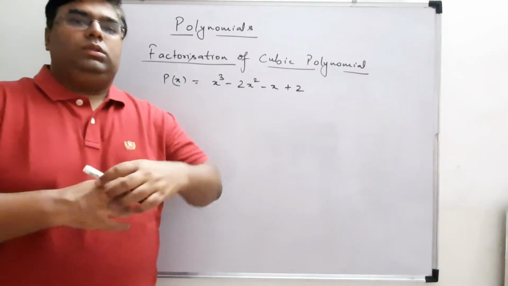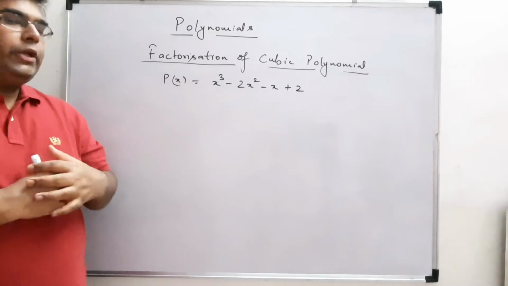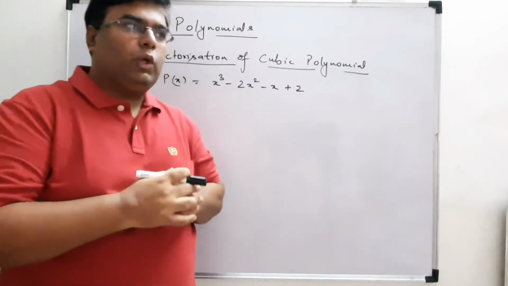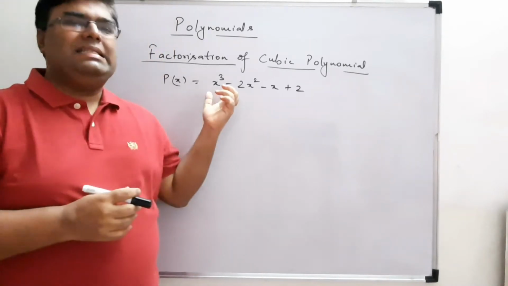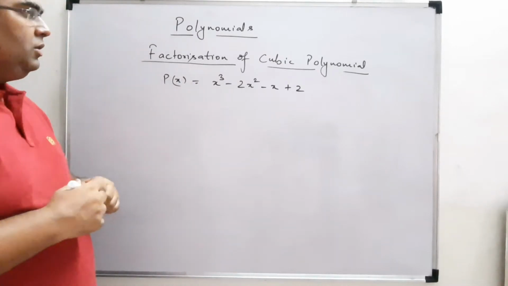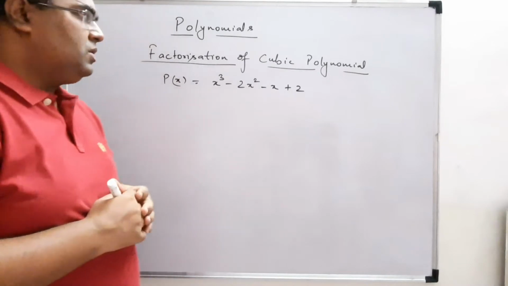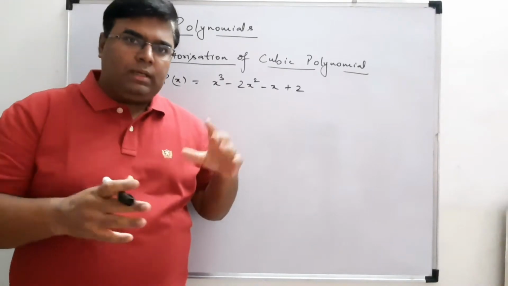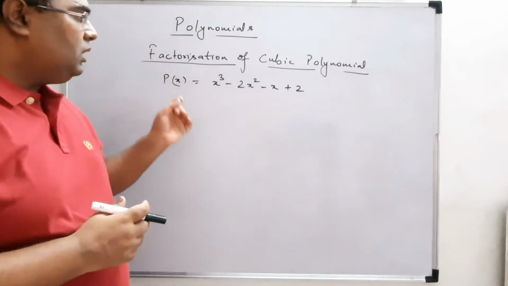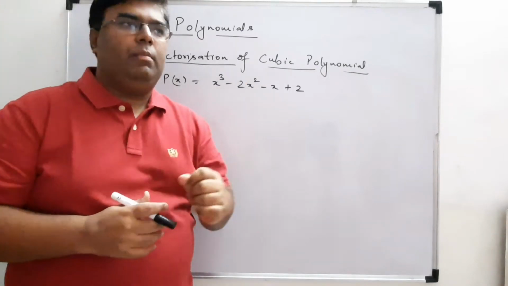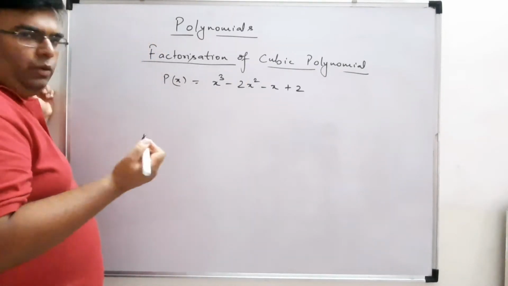Now we will learn how to factorize a cubic polynomial. A cubic polynomial means the degree is 3, right? So let us understand. I have taken a cubic polynomial here. First of all, write that polynomial in standard form. Standard form means decreasing powers of the variable. And then what do we do?